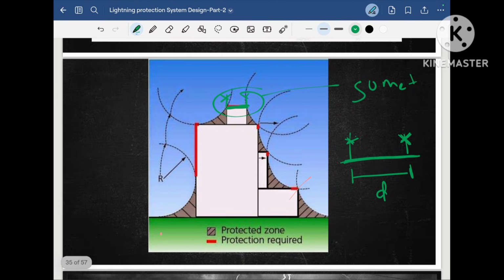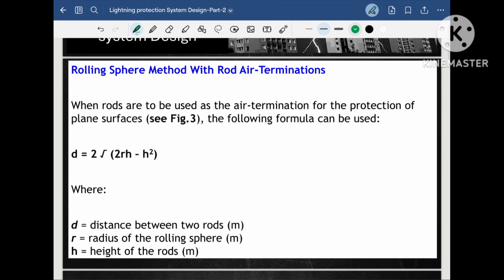Apart from that, as per this picture, at every corner we have to provide the lightning arrestor. Okay, that is the air terminals. But on the flat surface, all the area is risky, so we now have to calculate the spacing between the two air terminals as per the rolling sphere method in order to protect this portion. So now we will calculate the distance between the air terminals as per the rolling sphere method.